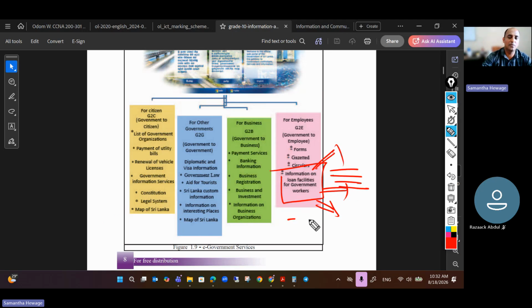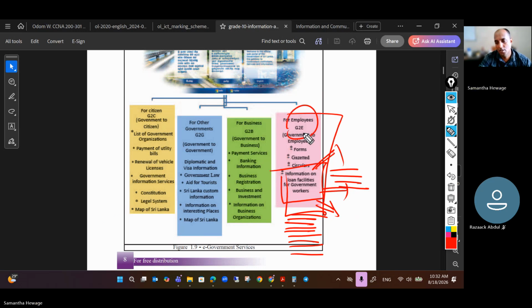What kind of property do you have to show to get the loans? Those details you can get from some website. That is through government to employee. This is mostly related to the employees who need some services from the government. Remember that: forms, gazette, circulars, information about the loan and all.